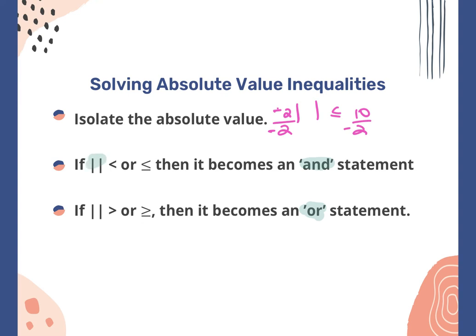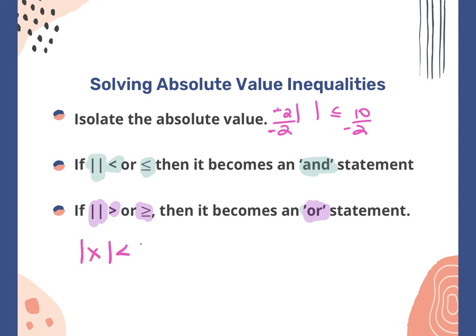If the absolute value is by itself and it is less than or equal to a number, it's an and statement. Listen to the sound of the words in your head. Less than ends in an A-N, and starts with an A-N. If the absolute value is greater than or equal to, I know it's not spelled that way, but think of how great-or sounds. Great-or is an or statement.